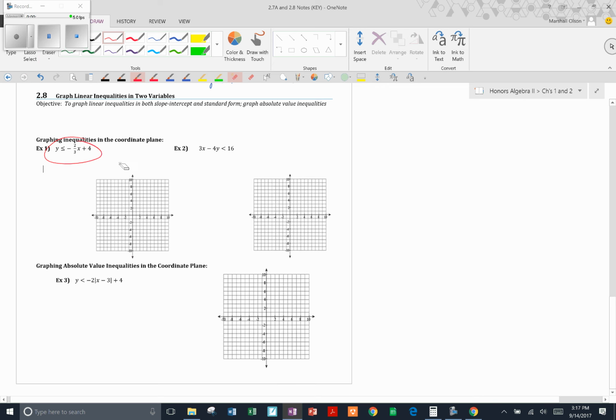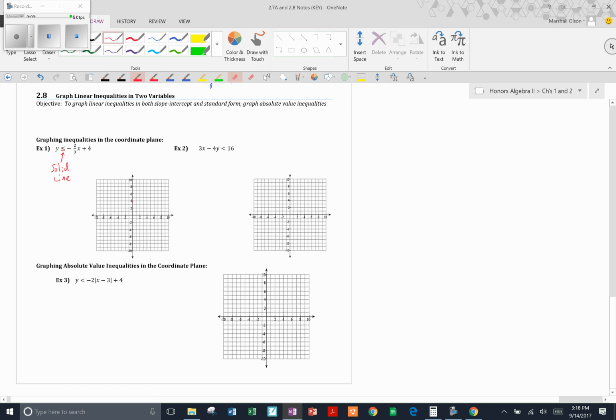So as we look at this inequality, we want to treat it just like it's an equation, like y equals negative 2/3 x plus 3, and graph that line. The fact that it's less than or equal to, the "or equal to" tells us that it's going to be a solid line. Okay, so let's graph this like we normally would.